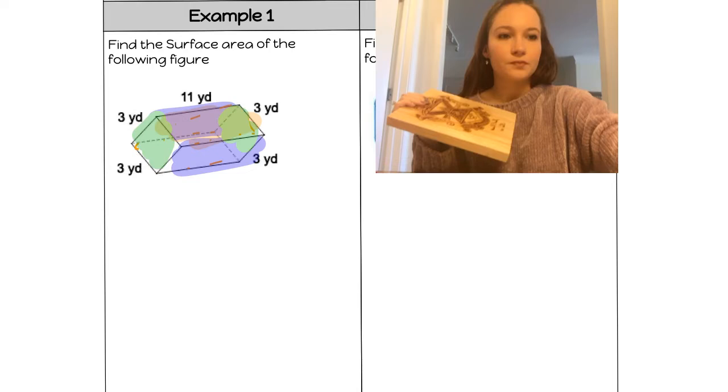So let's draw the net. What would it look like if I took that box and unfolded it? Well, this rectangle right here is an 11 by 3. This one is an 11 by 3. This one on the bottom is 11 by 3. And this one on the back is 11 by 3. So I have 4 that are the same size. I'm going to draw 4 rectangles that are 11 by 3.